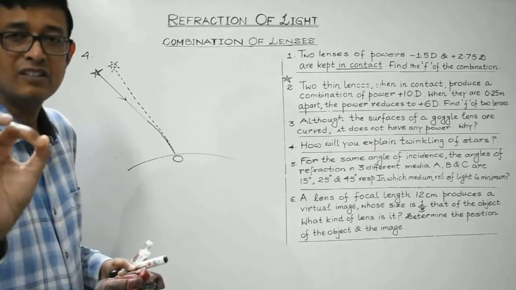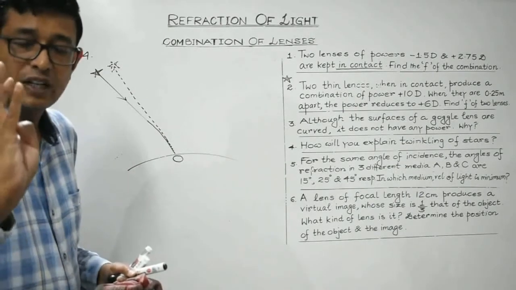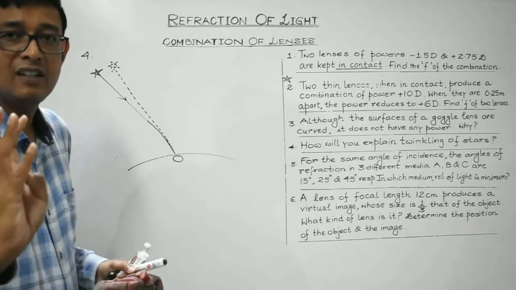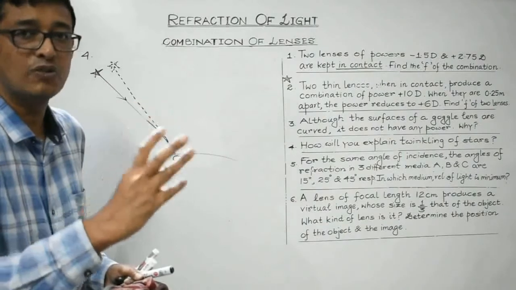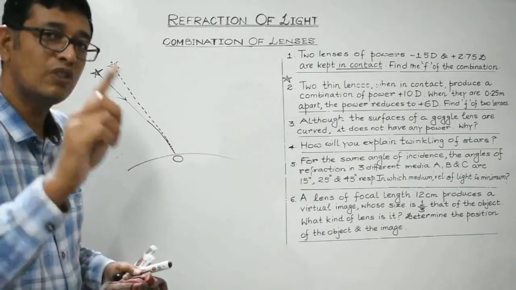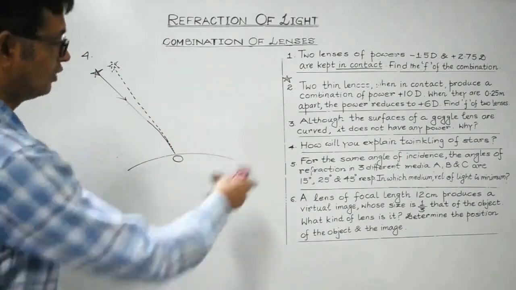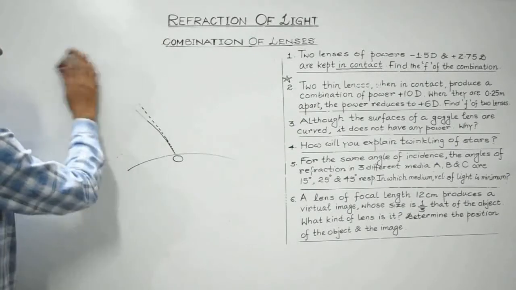So the main reason is, first, due to atmospheric refraction. Second, due to the continuous change in the atmospheric conditions, the apparent position of the star fluctuates, giving rise to its twinkling effect. So that is how you can explain the twinkling of stars.